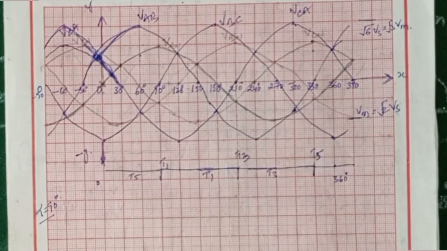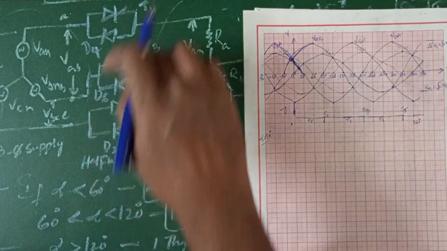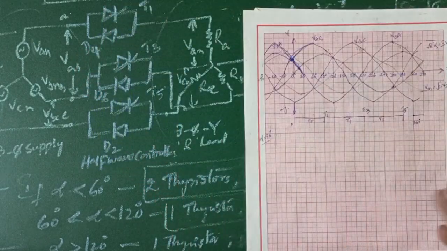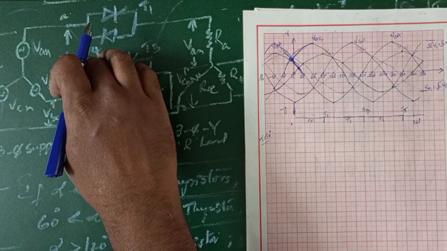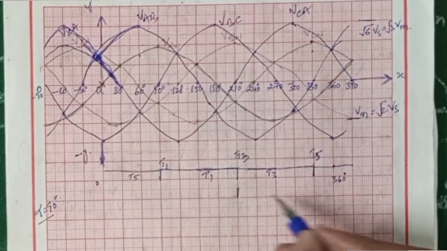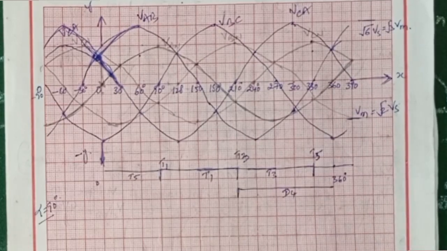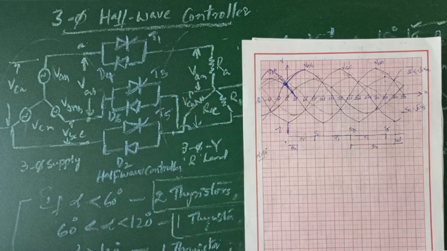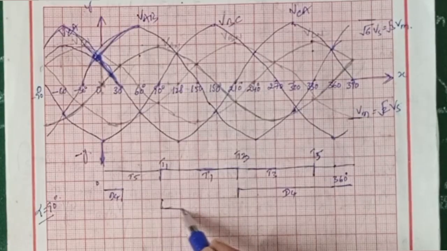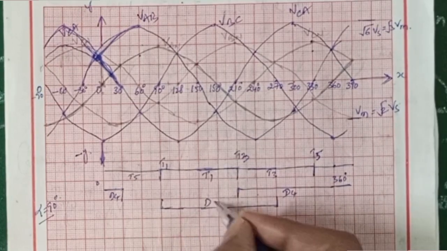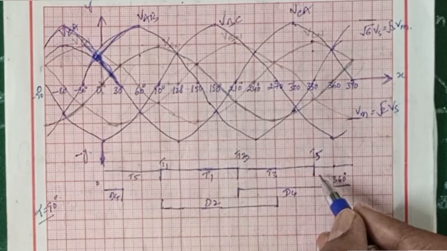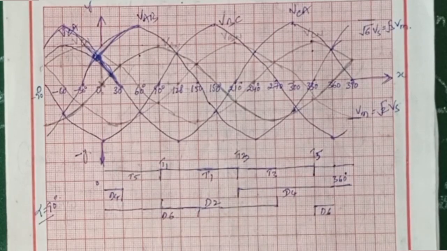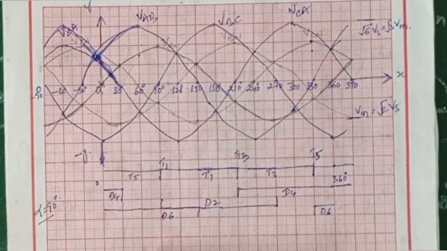Now, what about the return paths, the diodes? When T1 is turned on, there is no chance of turning on D4. D4 will turn on when T1 is off. The conduction period of D4 is 180 degrees. So from here to 180 degrees, D4. Now, similarly, D2 will be on when T5 is not in on position. So, after that, 180 degrees, D2. What about D6 here? D6.